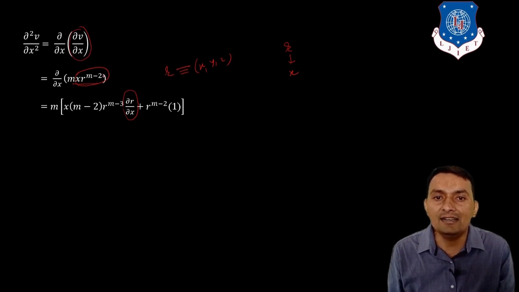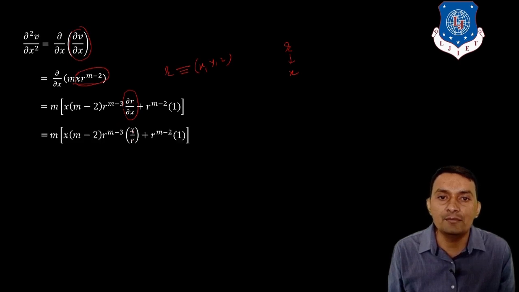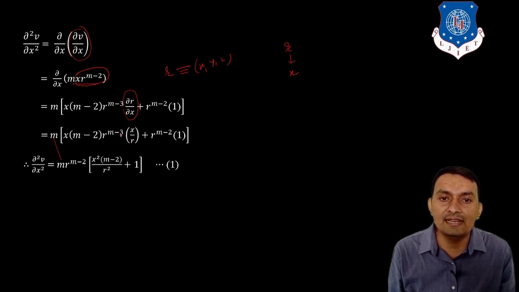Plus r raised to m minus 2 is there, derivative of x, that is going to be 1. But whenever you put here del r by del x, that is x by r, and then when you simplify, so what you are going to get, m is there, r raised to m minus 3, and minus 1 is there. So r raised to m minus 4 will be there, but here it contains r raised to m minus 2. So from both the terms, what we can take common, r raised to m minus 2.